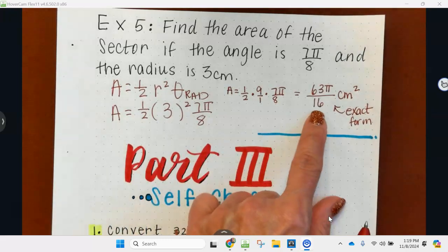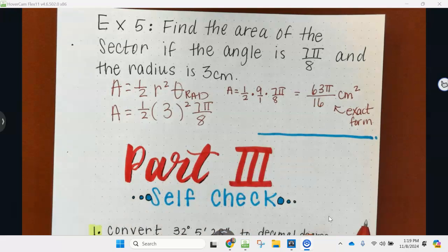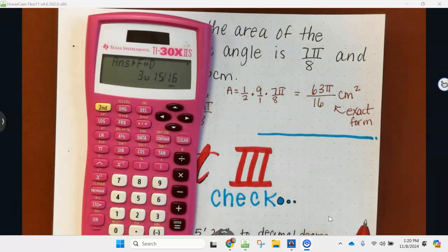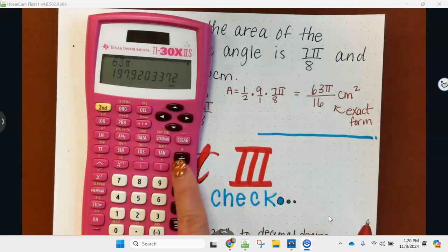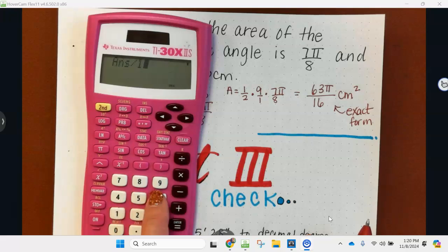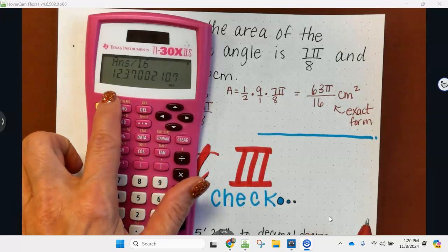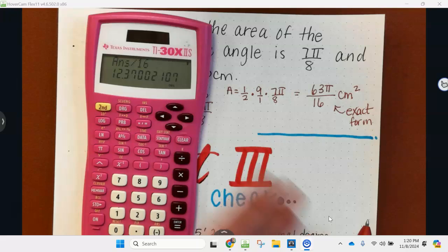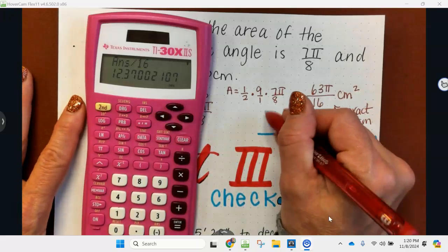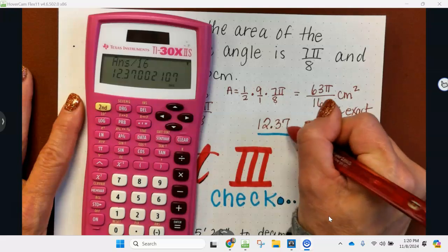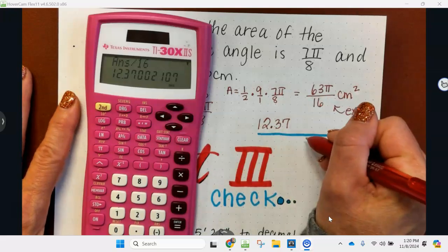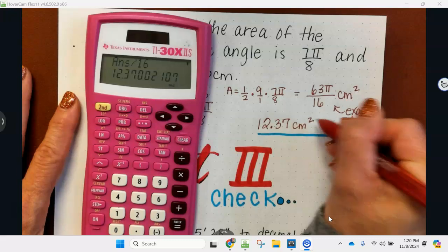Let's go ahead and type this fraction with the pi key and round to get an estimate of the area. So 63 times pi, and then let's divide that by 16. And if you notice, you're going to get 12.37, and that's a nice rounded number. Remember, we did not have rounding instructions on this problem, so it's going to be 12.37 centimeters squared.